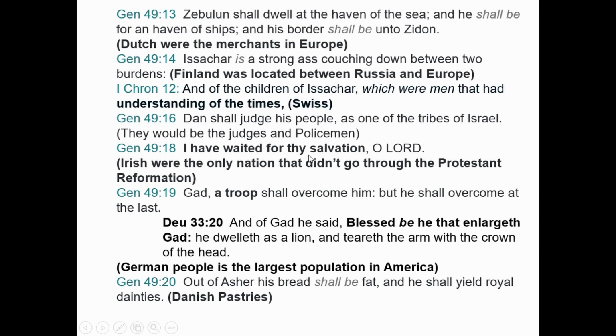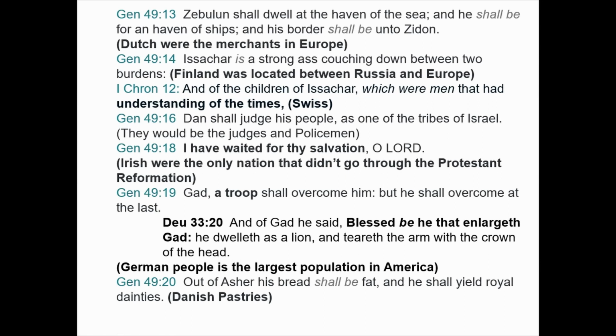All right, so he said the tribe of Dan would have to wait for their salvation. They never went through the Protestant Reformation like the other tribes. Gad would be like a troop, a warlike troop. They would be a large group, like a lion, very powerful. Germans are the largest population of people in America. And Asher would be one that would create royal delicacies.